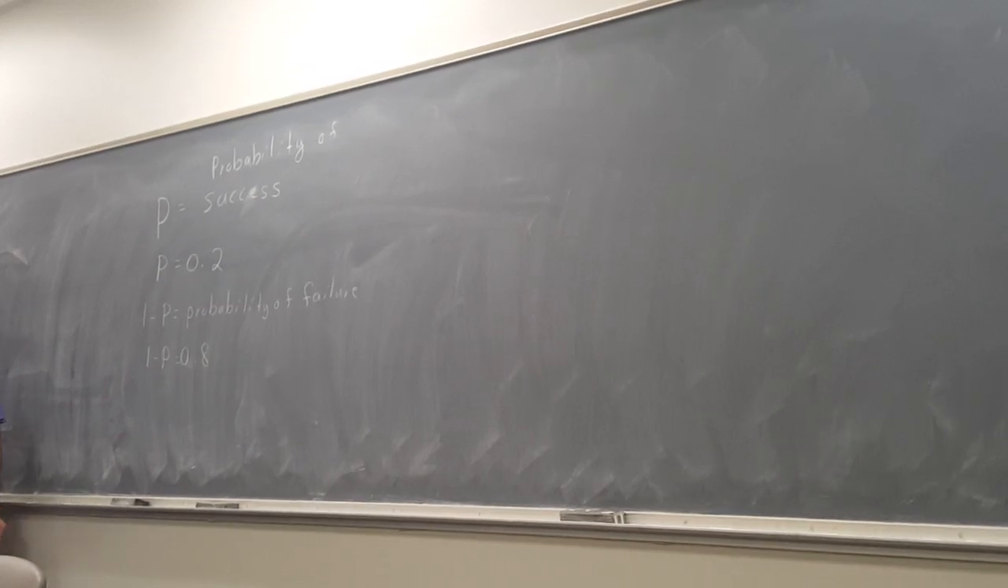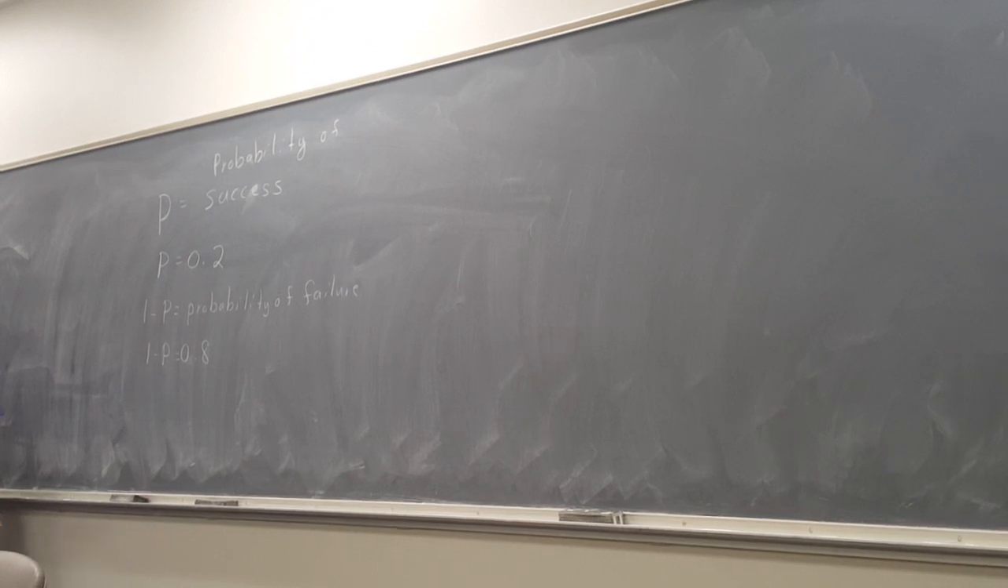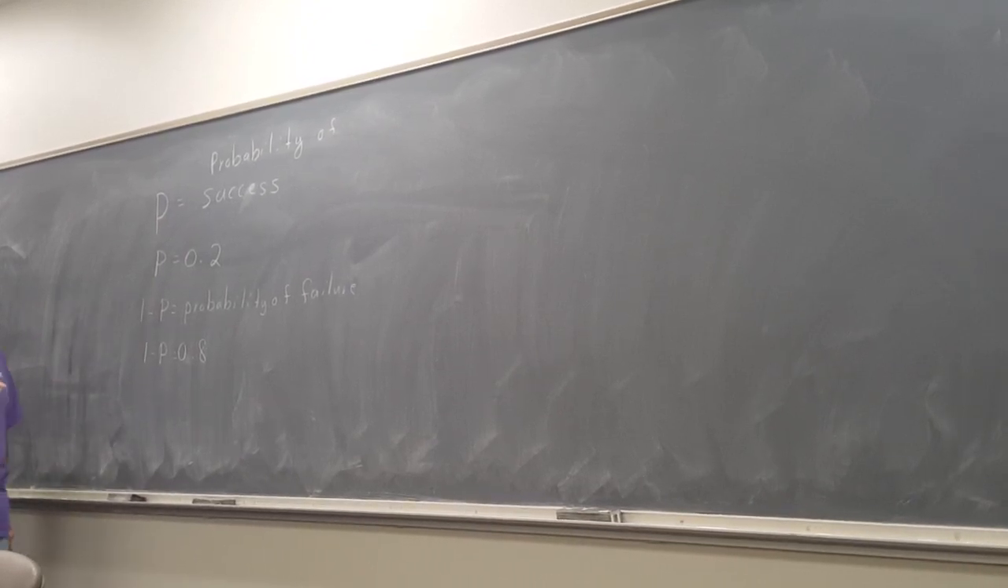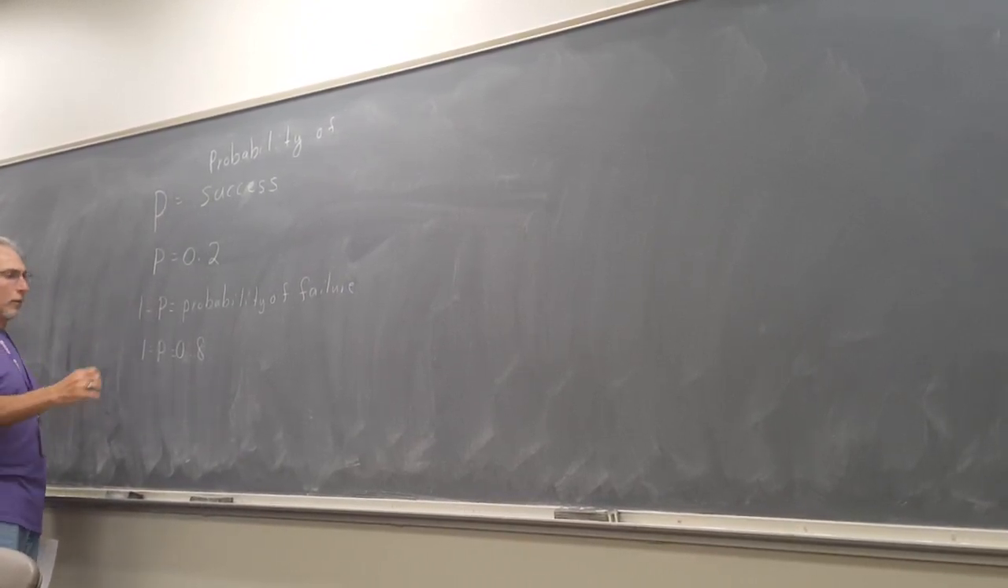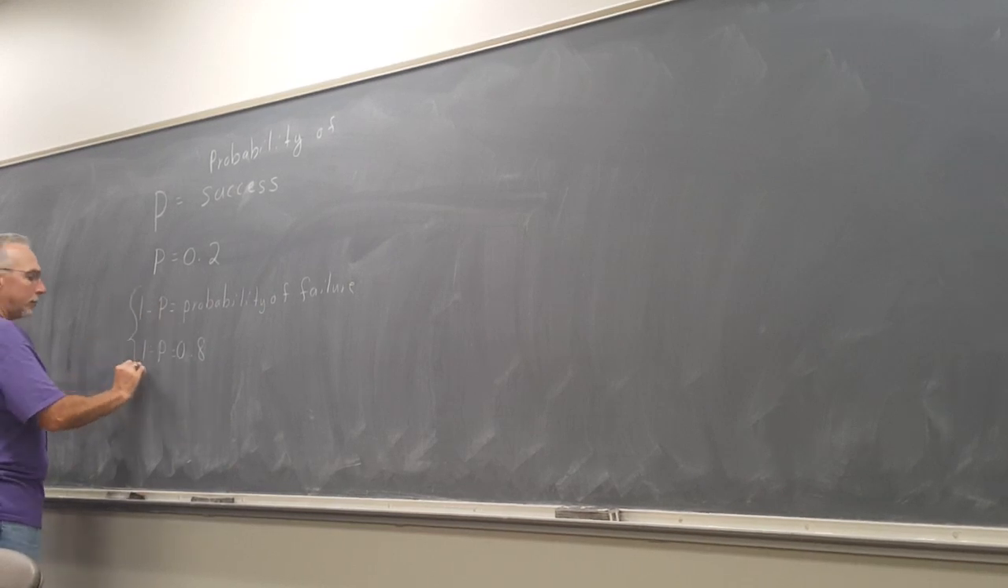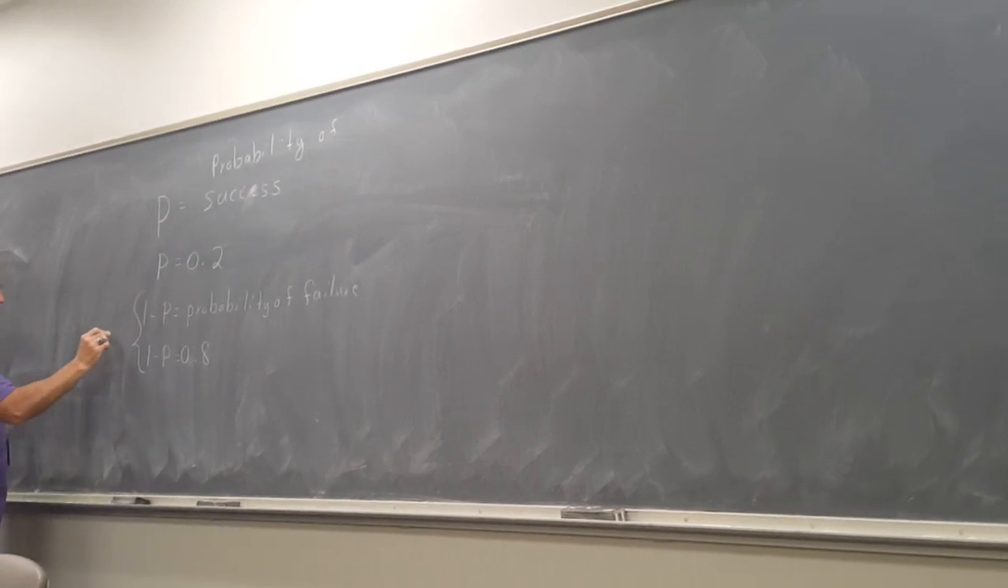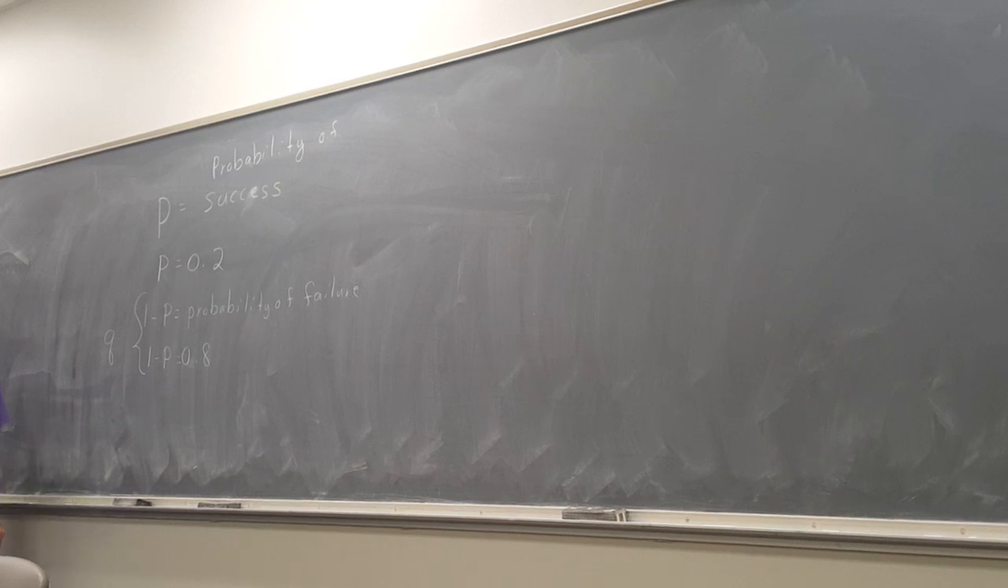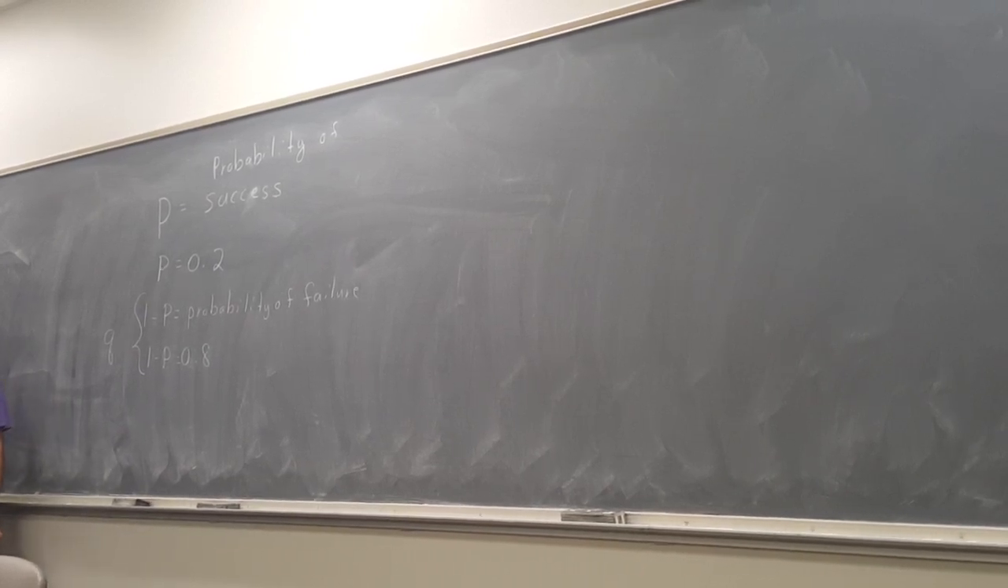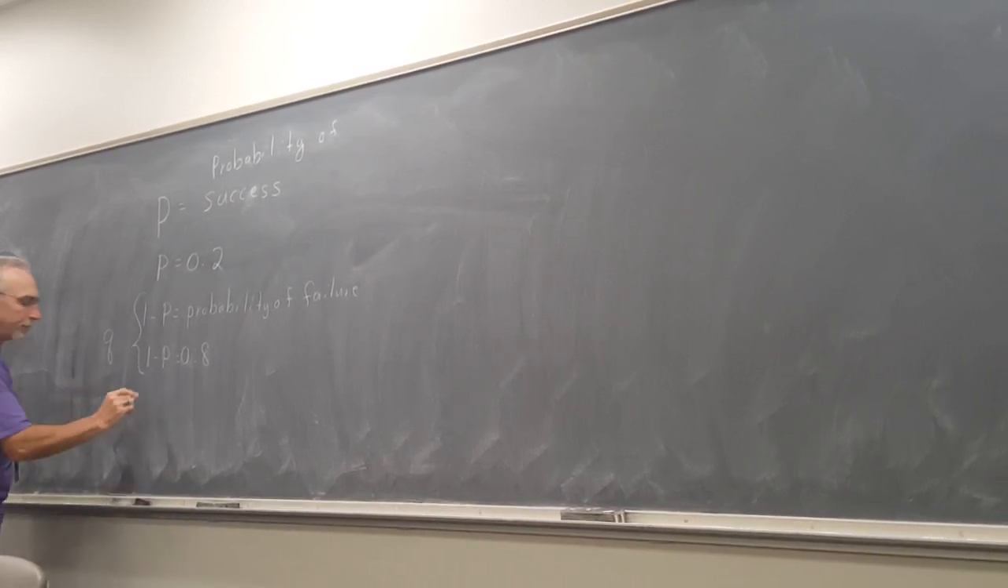So for the probability of success, they always use p as the variable. Then 1 minus p, and she does mention it a little bit later. A lot of books, for failure, instead of writing 1 minus p, they write q. So if you ever see a q, that's just the same as 1 minus p.